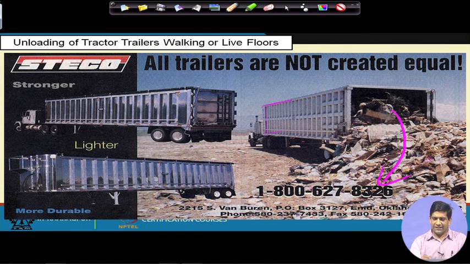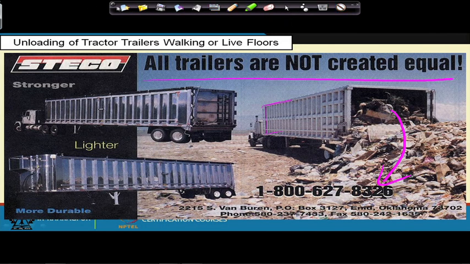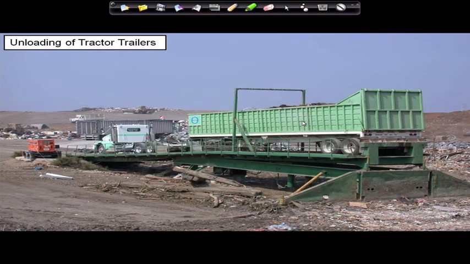As it says, all trailers are not created equal. There are different types of trailer trucks; some are lighter, some are more durable, heavy duty. These trailers are used when the garbage is taken first to a transfer station, and then from the transfer station to a disposal site. And we'll look at that as well, the use of the transfer station.